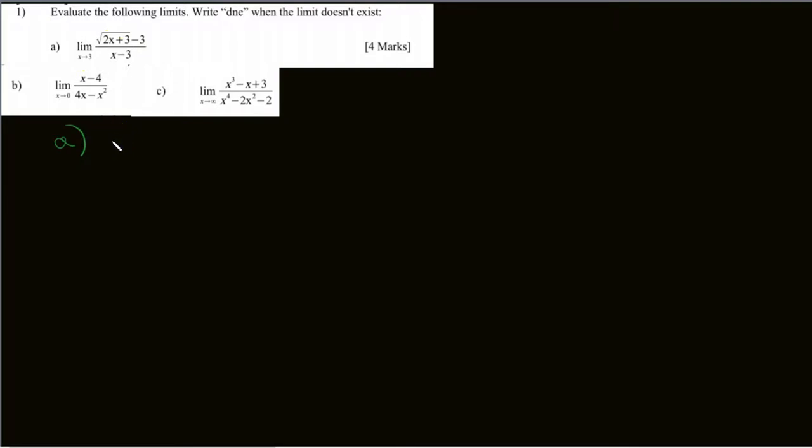I'm going to save time here. I'm not going to drop the limits, and we're just going to plug in our 3: root 3 plus 3 minus 3, all that over x minus 3. Sorry, 3 minus 3. Evaluating the numerator, you get 0, and the denominator 0. So you might be tempted to say that we have an answer here and it doesn't exist, because the question says write d and e when the limit doesn't exist. It's trying to pretty much trick you here.